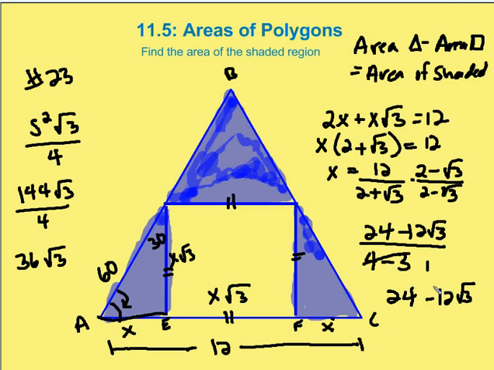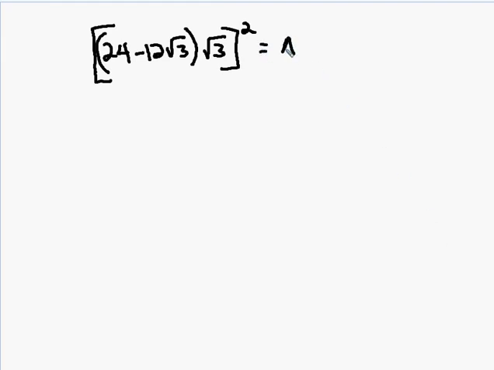Now, in order to find the area of the square, we have to multiply this entire expression by root 3 and then square that value. Okay, and we're going to do that on a separate page. So 24 minus 12 root 3, that's x. Now remember, it was x root 3 was the side length, and we're going to square that entire amount. And let's just write in, this is the area of the square.